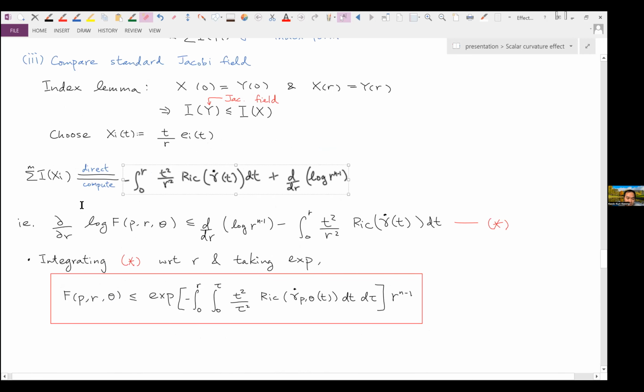Using the index lemma, you can compare the two expressions. Then if you integrate back with respect to r, you get this expression involving the exponential function. That's how we get the Jacobian estimate without any assumption on the Ricci curvature, because that's what I need. If I already assume a Ricci curvature lower bound, then that won't be too useful.